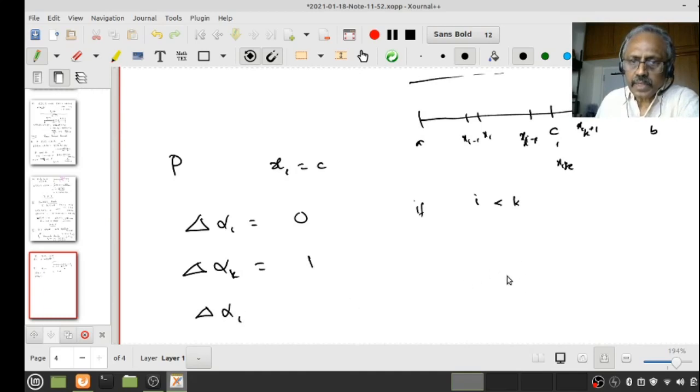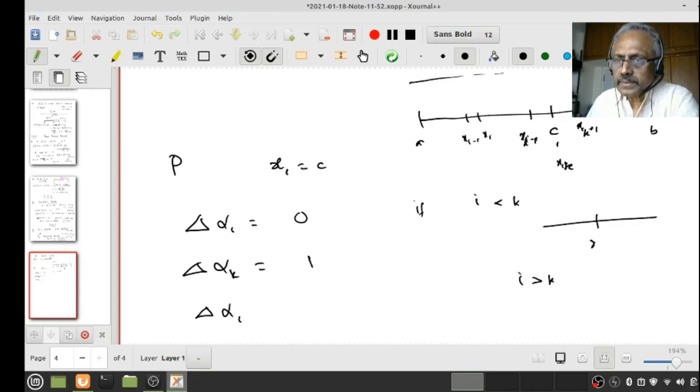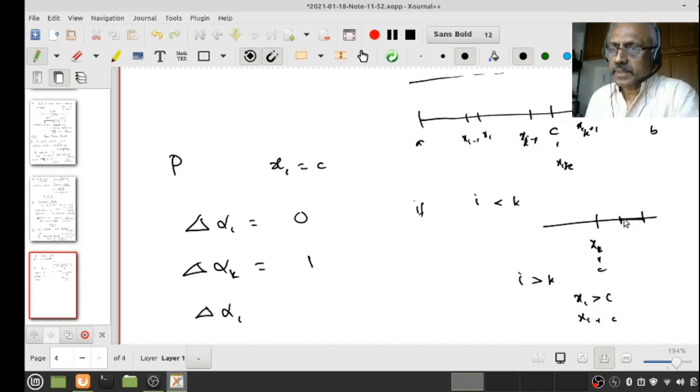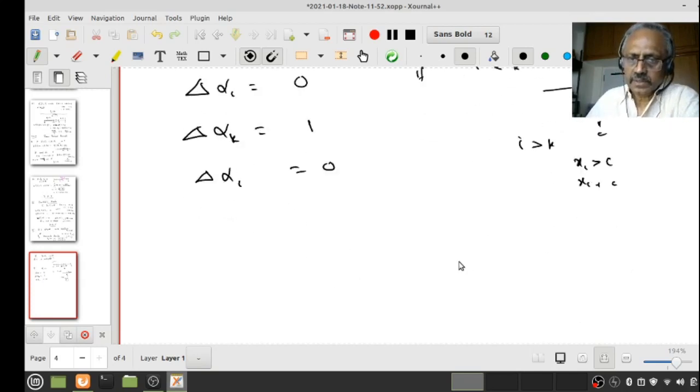And what will be delta alpha i if i is greater than k? If i is greater than k, this is xk, which is equal to c. It has to be at least starting from k plus 1 onwards, therefore it's greater than c. Therefore xi and x(i minus 1) will both be greater than c. Therefore both alpha at this point as well as alpha at this point are 1, therefore delta alpha is 0. How many of you understand this? Spend some time, make sure that you understand.